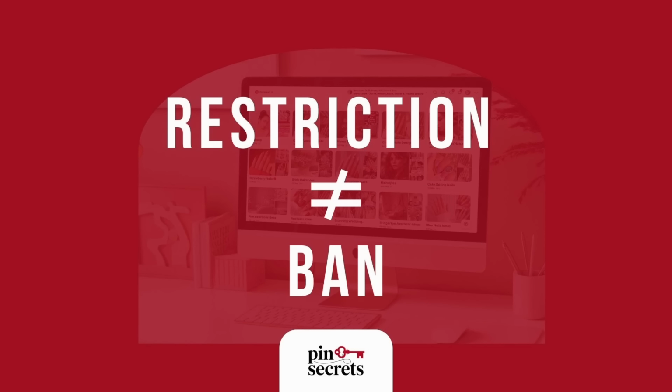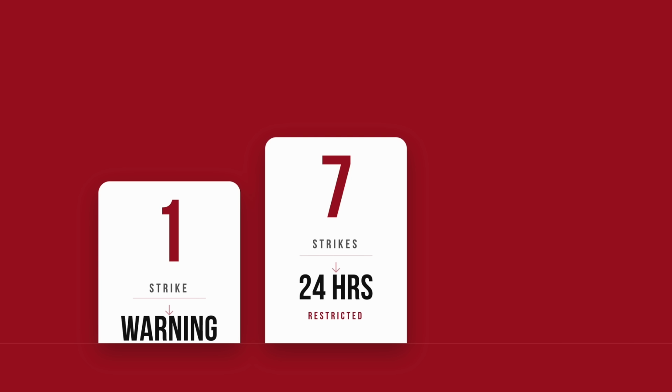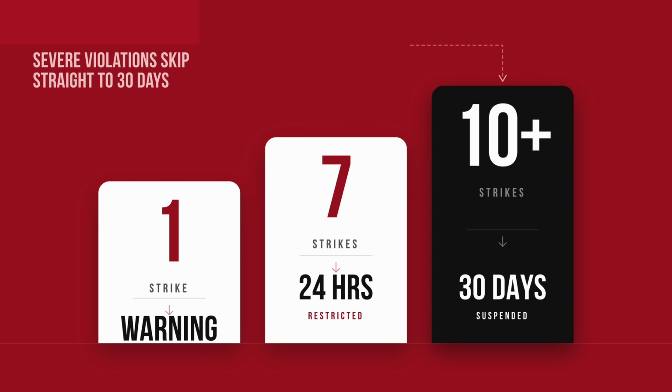First, a restriction is not a ban. Facebook uses a progressive strike system. 1 strike is just a warning. 7 strikes is a 24-hour restriction. 10 or more and you're looking at a 30-day suspension. Serious violations can skip straight to 30 days. And the most frustrating part, Facebook almost never tells you what specific action triggered it.